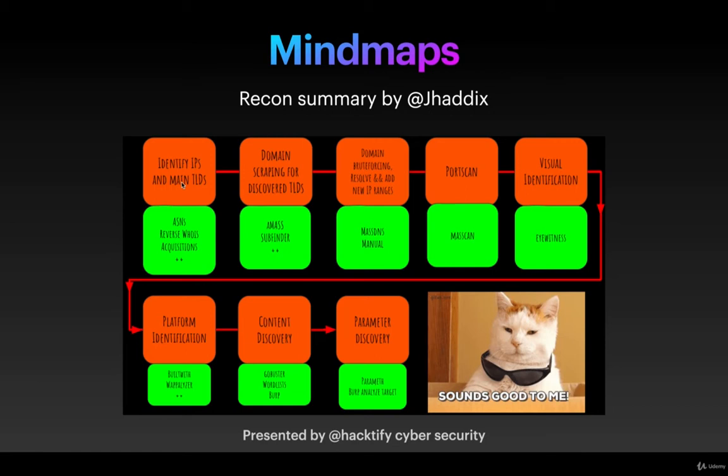Next is domain brute forcing, resolve and add new IP ranges. This can be done using MassDNS and manually as well. So we are going to brute force the domains. We can use MassDNS. It is excellent for doing this.